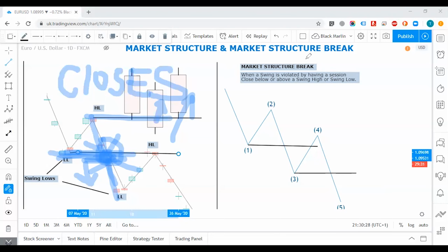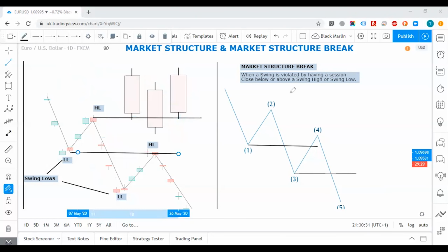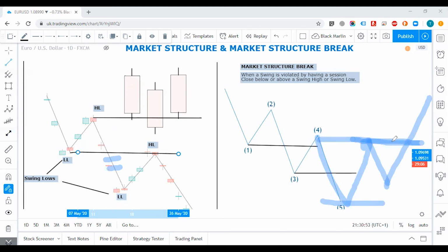So what we then need to do is just wait. We just need to wait for the market to close below. Once it closes below, then we know that price is going south. The same thing if it's a bullish market, you see price do something like this. Price comes down, goes up. That's a new swing high. Comes down, doesn't go below that low, goes higher, breaks that high. That tells us price is going north.